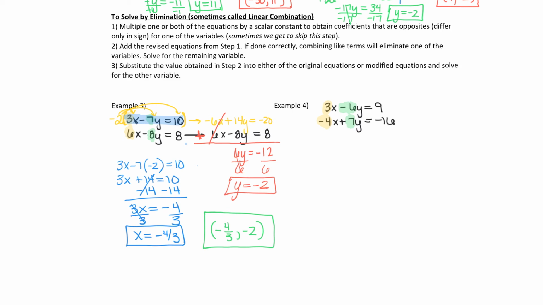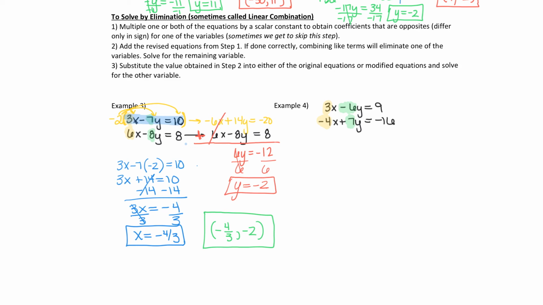So there's no way to multiply the 3 by anything to make it turn into a 4 or vice versa. And there's no way to multiply the 6 by anything to make it turn into a 7 or vice versa. So it looks like I'm going to be stuck multiplying both equations this time. So when I'm looking at 3 and 4, the least common multiple of 3 and 4 is a 12. And when I look at 6 and 7, it looks like the least common multiple there might be 42. Might be smaller, but I'm thinking 42.